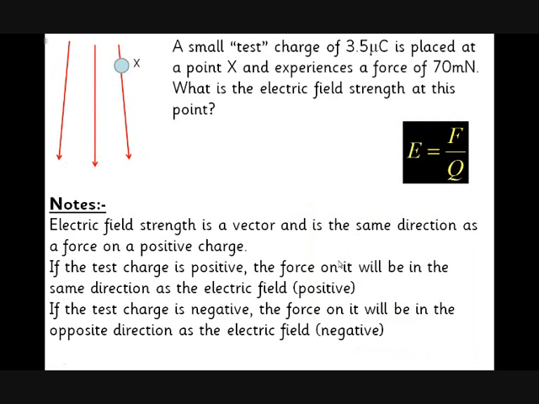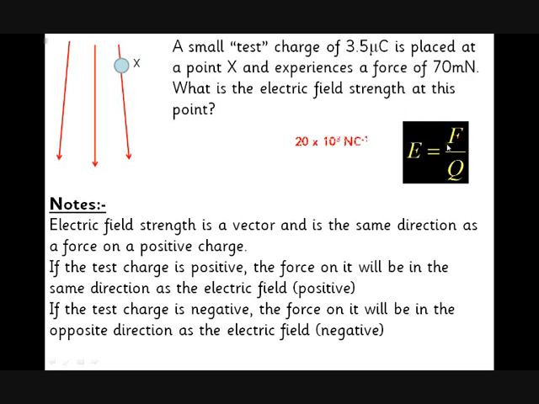So applying the equation, if you imagine this is an electric field, we've got a point charge, a small test charge of x in that electric field. I can see the field lines are going this direction, they're going down the page. So I know that I've got a positive charge somewhere above the page that you can't see. So if x was positive, it's going to follow the direction of these field lines. A small test charge of 3.5 microcoulombs is placed at a point x and experiences a force of 70 millinewtons. What is the electric field strength at this point?